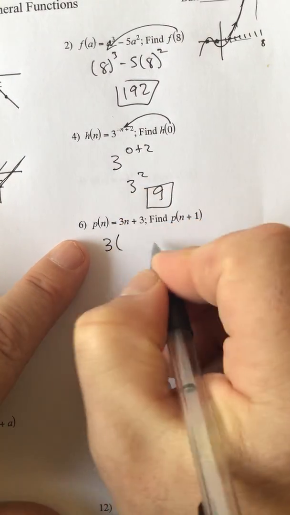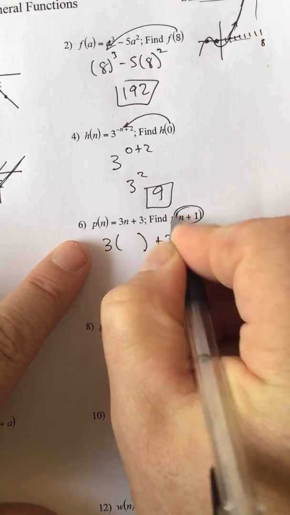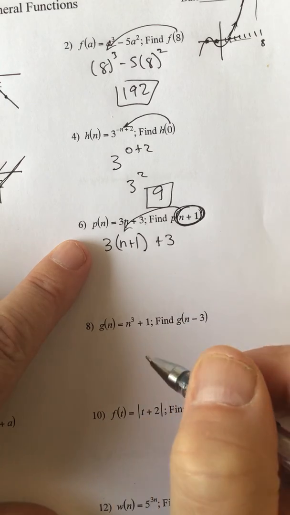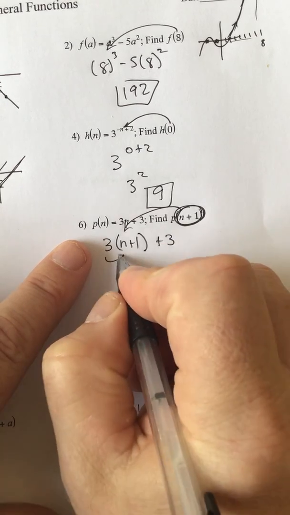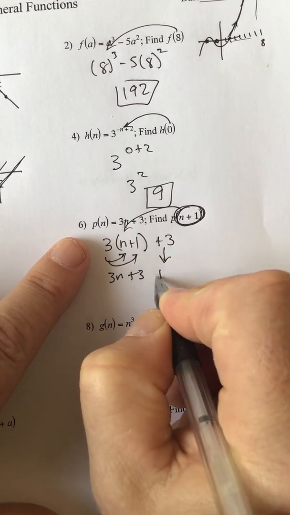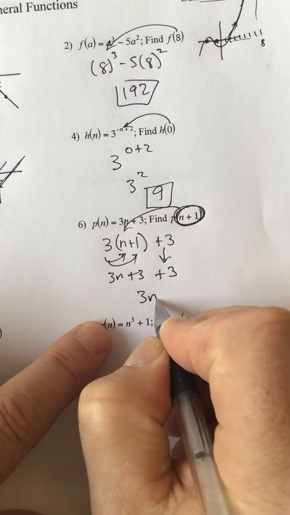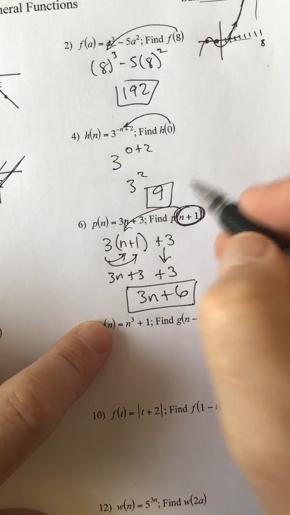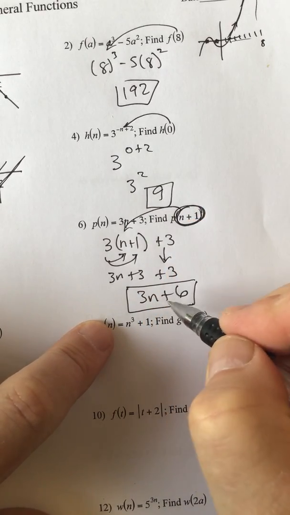That means 3 times something plus 3, and the something is that. So I'm going to put in the n plus 1. And now you just simplify it. So that's 3n plus 3, and then this part is plus 3. So it turns out to be 3n plus 6. Stick an n in, get an n out.